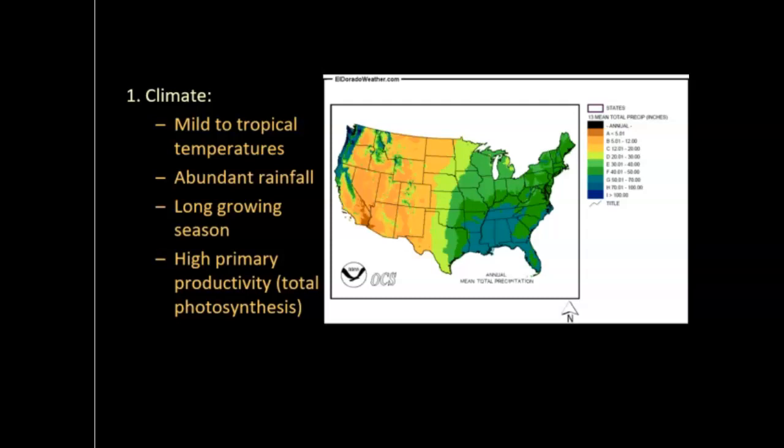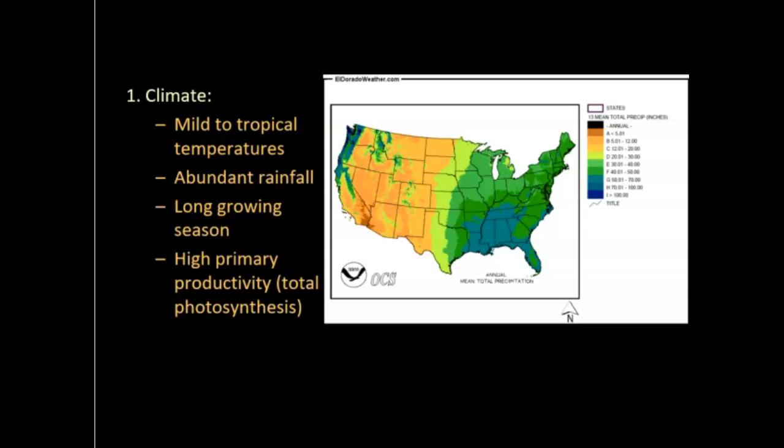We have a long growing season, which allows plants to do a considerable amount of growth during the warm months. And that leads to an overall high level of primary productivity, which is a measure of the total amount of photosynthesis that happens in an ecosystem. So climate is one of the major reasons for why we've got so many species in the state. It explains how we can sustain those species, but it doesn't explain why we have those species in the first place.